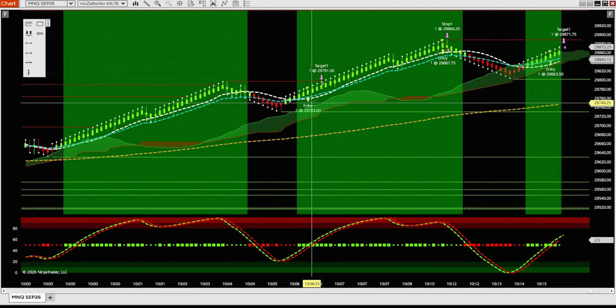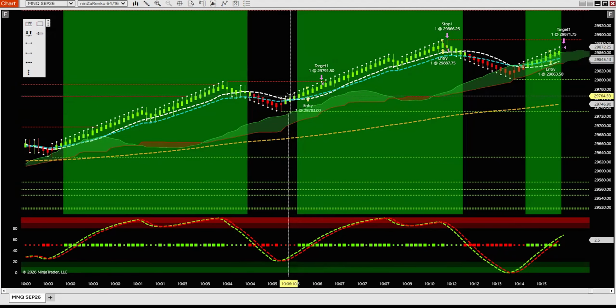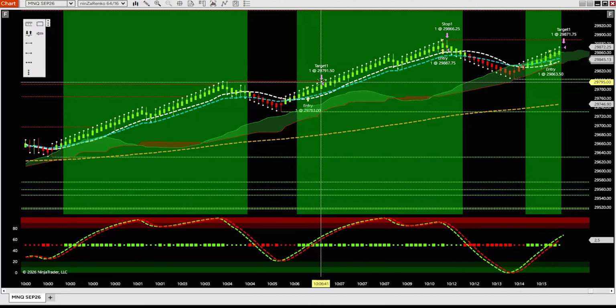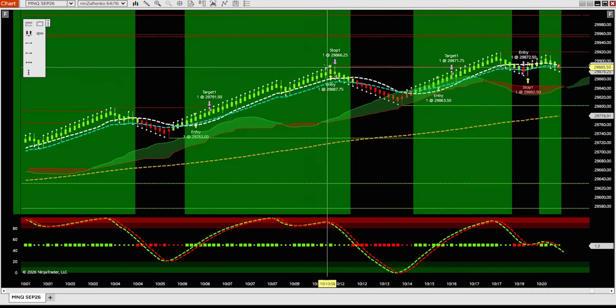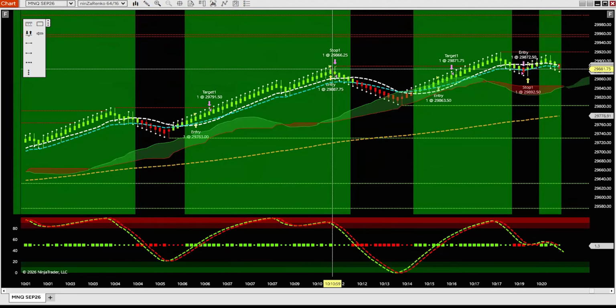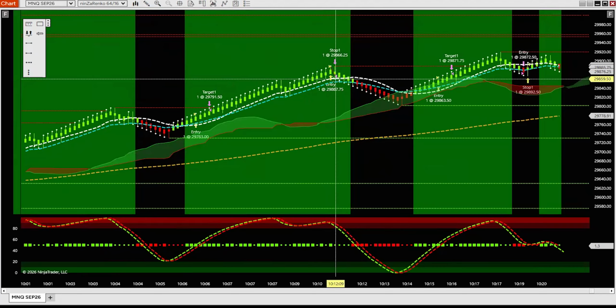Green, green, and green. This was a perfect trade. Could have got in a little bit earlier, but I got the 10 points there. In this case here, we're coming off when I turned, but I got in late. This was a loss. Momentum had already started shifting.